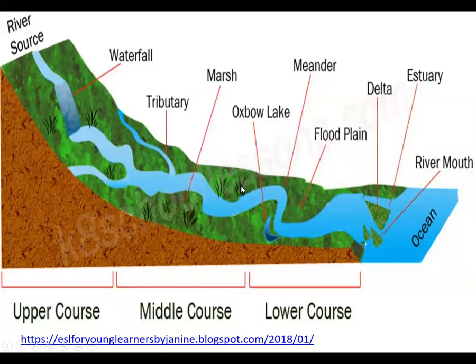Now, a river has three main courses. We have the upper course. This is where the rapids are usually found. The water here flows very fast because of the high slope. And then we have the middle course. It's a little bit slower. And then the slowest part of the river is the lower course right here. Again, this is the delta. This is sediments deposited at the mouth of the river.